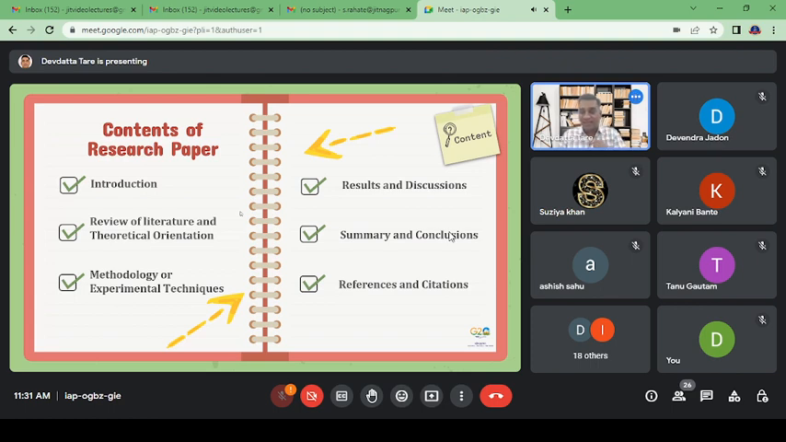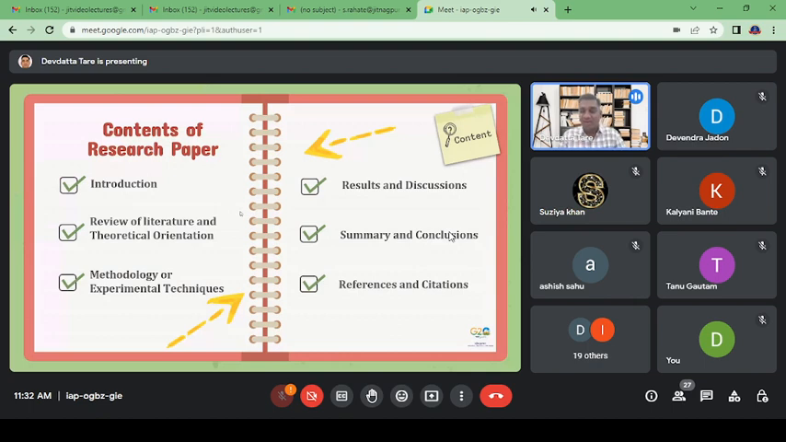Then results. The next point is results. What are your results showing? Are they going in line with your objectives and hypothesis? Are they going against your objectives and hypothesis? But yes, you are able to prove it with your data. Then you should discuss it. Discuss means what the interpretations are. The next point is summary and conclusion. We have to give the essence of the whole matter. All in all, what is the summary of our research paper, and what is the conclusion which we have proved or have not been able to prove? We have to write it.